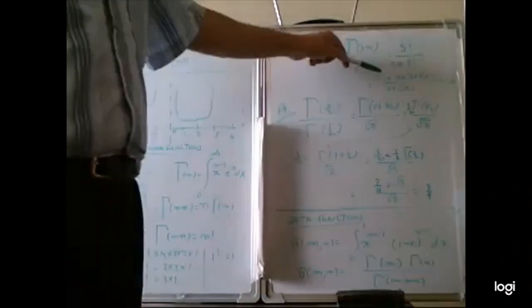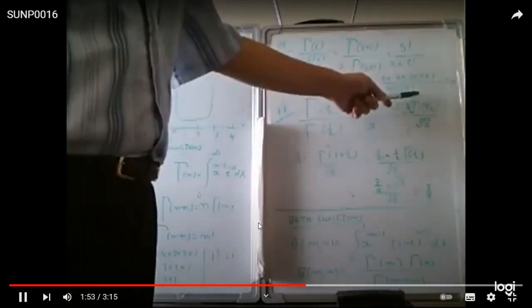So 5 factorial we expand: 5 multiplied by 4 multiplied by 3 multiplied by 2 multiplied by 1. 2 factorial is 2 multiplied by 1. So we solve this one, we get 30. This is the first problem.